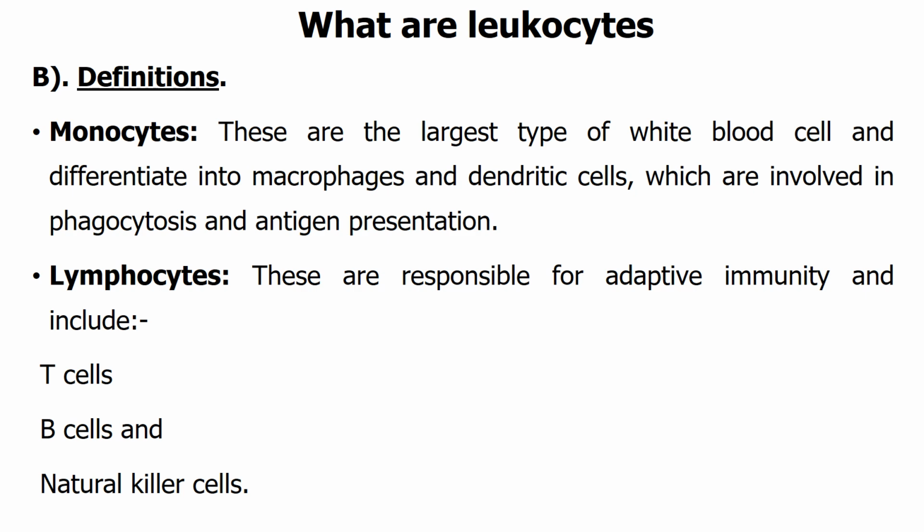The monocytes are the largest type of white blood cells and differentiate into macrophages and dendritic cells, which are involved in phagocytosis and antigen presentation. Lymphocytes, on the other hand, are responsible for adaptive immunity and include the T cells, the B cells, and the natural killer cells.